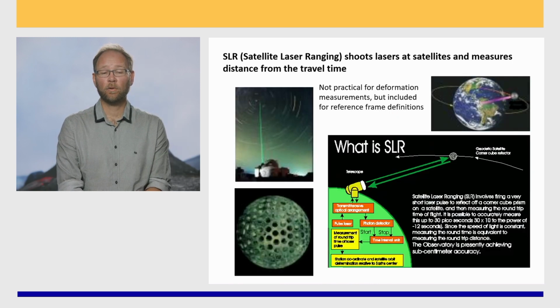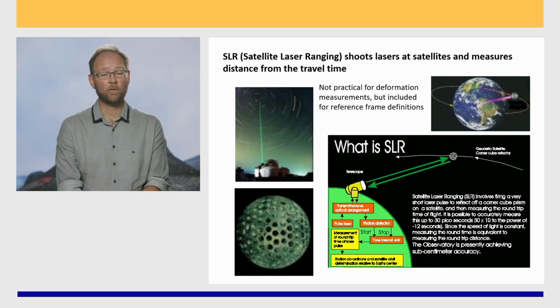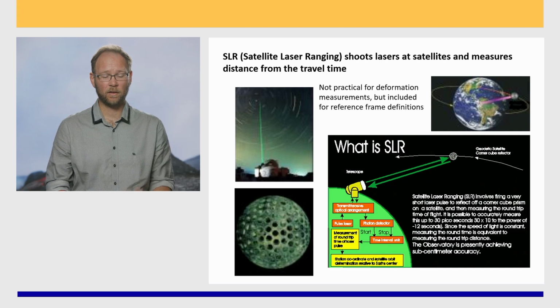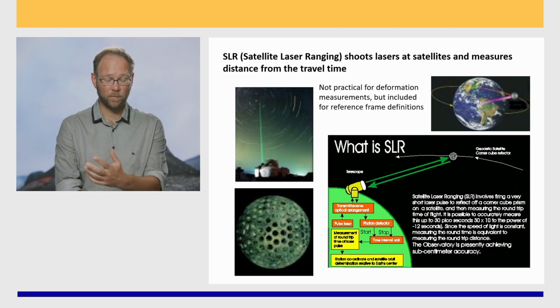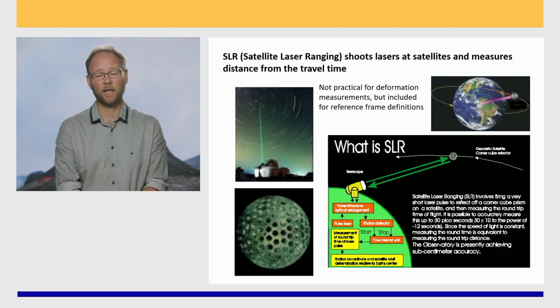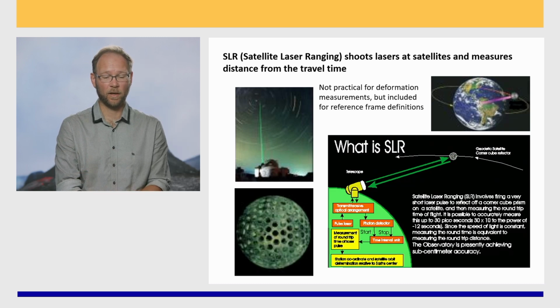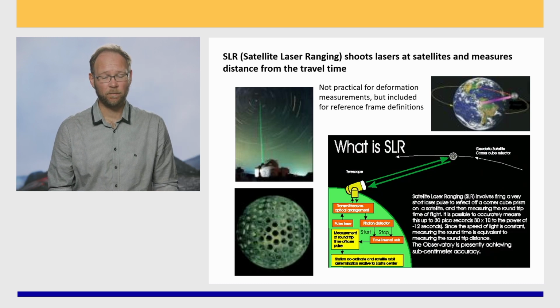Another technique is called satellite laser ranging. That's also not very practical for deformation measurements because there are telescopes that are shooting lasers to special corner reflector satellites and just measuring the time of travel in between. This is included mostly for reference frame definitions.